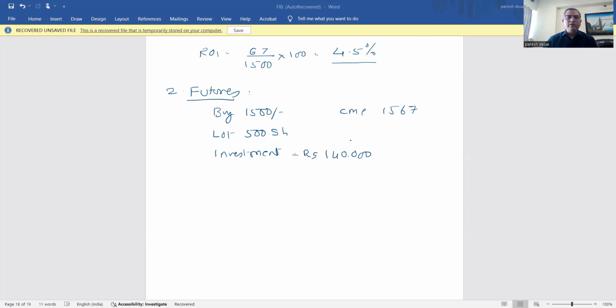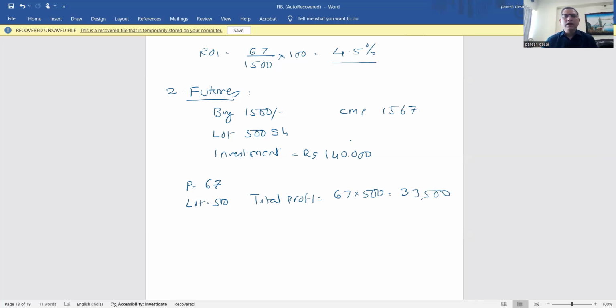So now, how many rupees has the price of Reliance gone up? Reliance has gone up by 67 rupees, from 1,500 by 67 rupees. So profit is 67 rupees. Lot size is 500. So total profit is how much? 67 into 500. So can I take approximately 33,500? So your profit is 33,500.